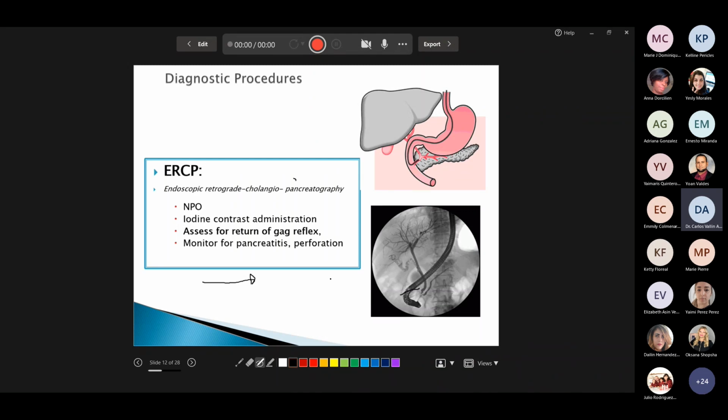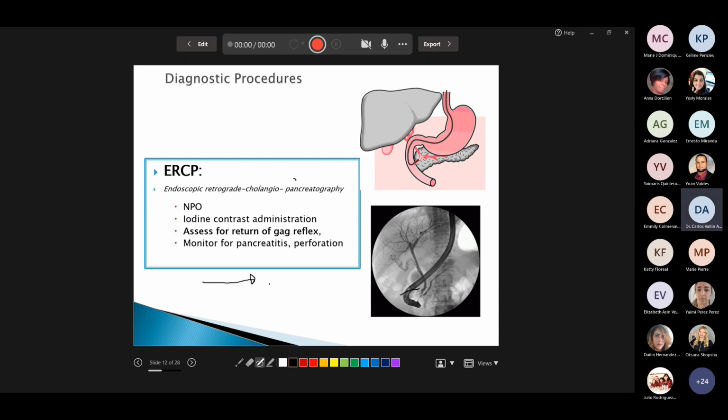Of course, you always ask for any kind of allergy: peanut allergy, food allergy, latex allergy, penicillin allergy. You always ask for any allergy, but specifically for the administration of iodine, you need to ask for iodine allergy.